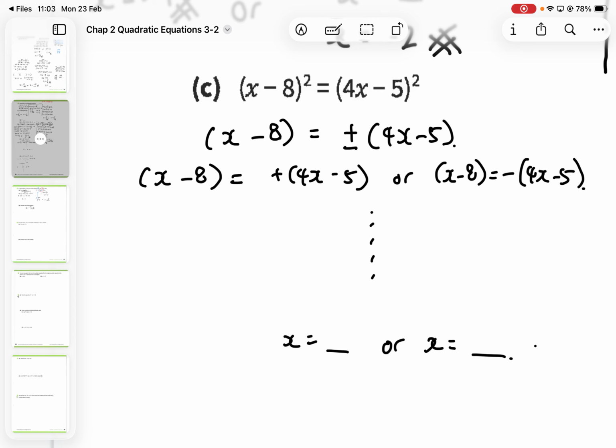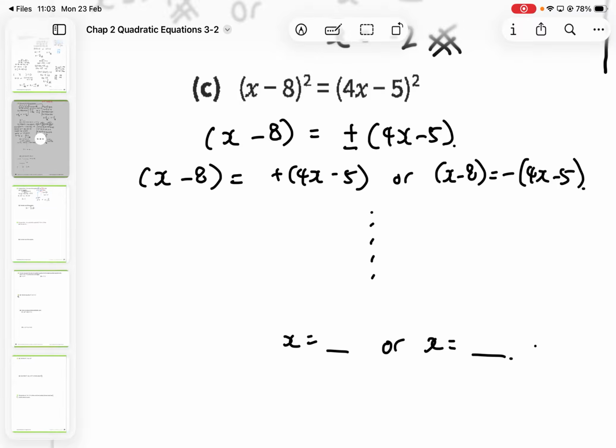But when I take square root, I need to add a plus or minus, because positive multiplied together will give me the same answer as the negative of this multiplied together. So there are two possible solutions. Okay? Then after that, we need to work on both solutions.